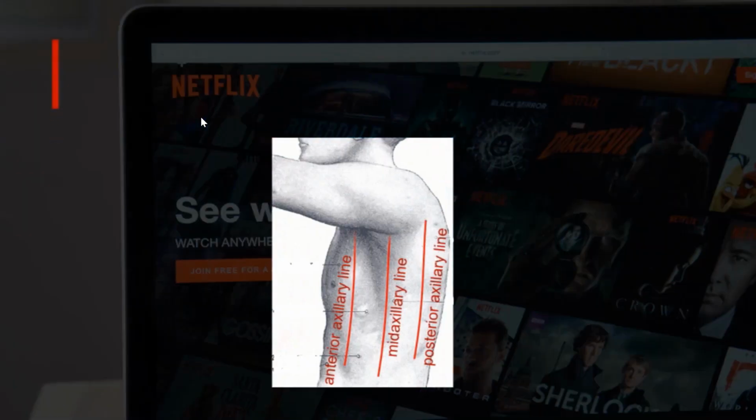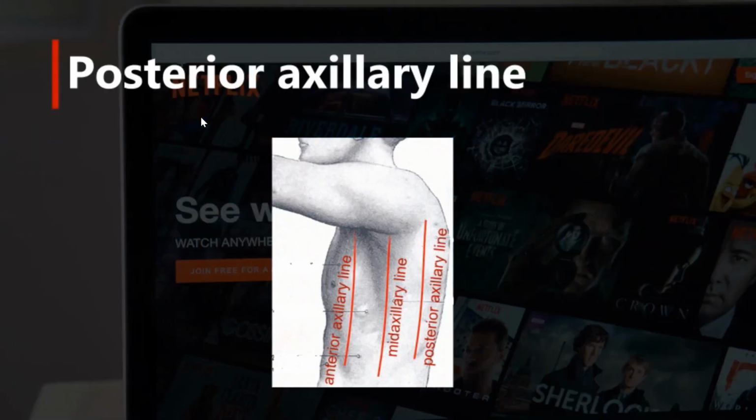Next would be the posterior axillary line. The posterior axillary line is a coronal line on the posterior torso marked by the posterior axillary fold. So this is the posterior axillary line. You can see it here from 1 to 3, the third one.